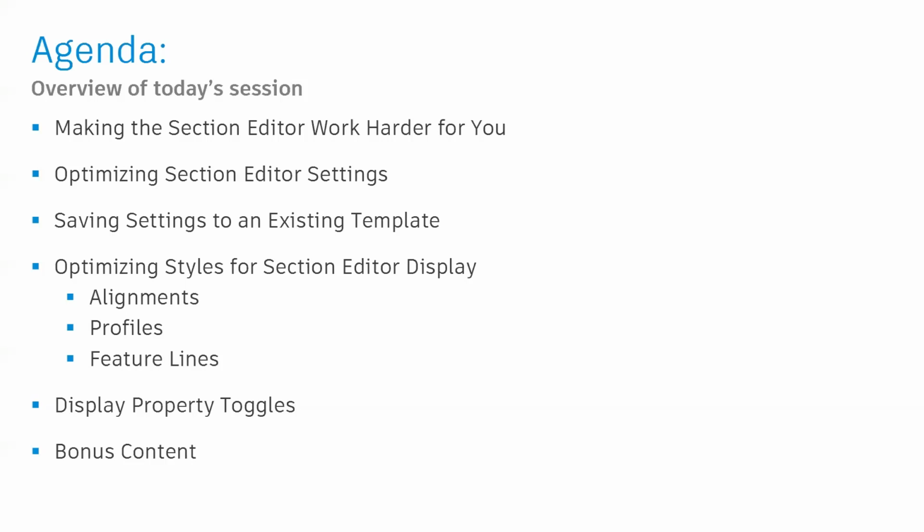To do that, we'll look at how we can optimize the section editor settings. We'll be adjusting the viewport display. We'll look at how we can control the properties of the grid. I'll also show you how you can save those settings to a template if you'd like to use those in future drawings. We'll look at how we can optimize some of the object styles in Civil 3D to predictably display potential targets within the section editor. And then I will show you how we can adjust the display of those items using toggles.